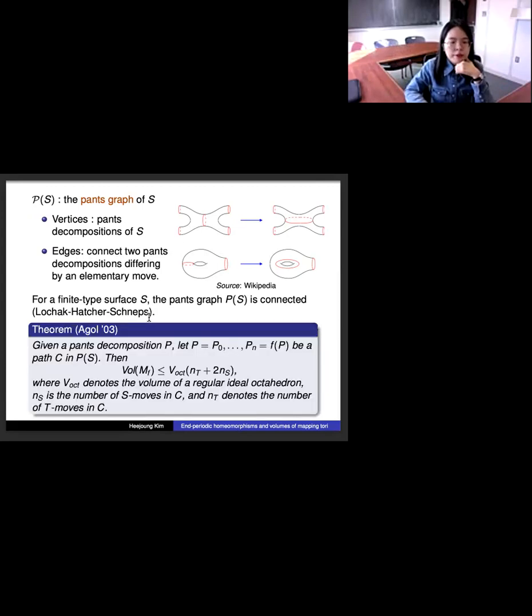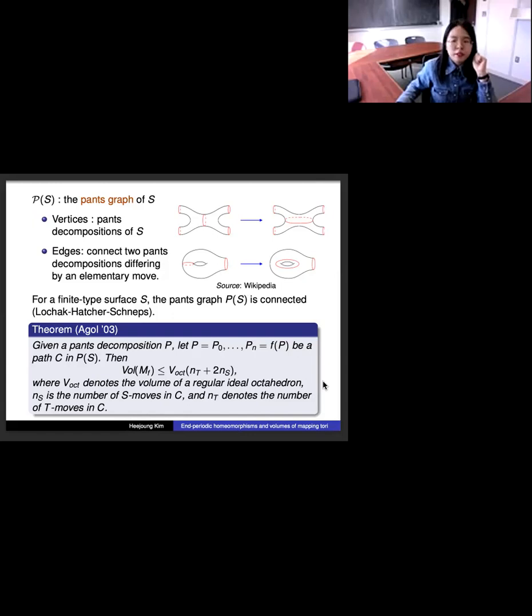And in fact, Agol refined Brock's upper bound as follows. Since the pants graph is connected, given a pants decomposition P, we have a path from P to FP. Then the theorem says the volume of the mapping torus is less than or equal to the volume of the regular ideal octahedron times the number of NT moves on that path plus 2 times the number of NS moves in the path.